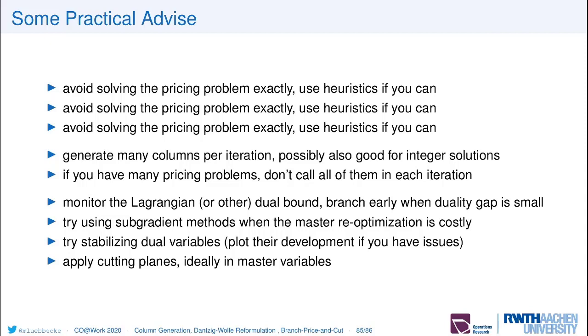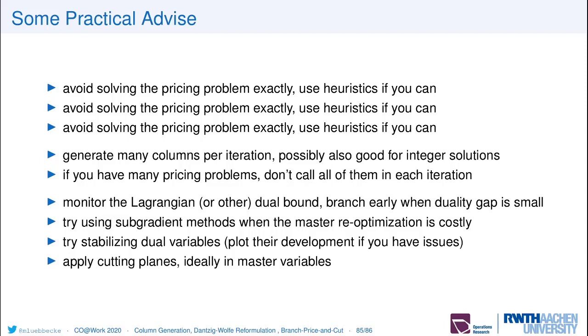Okay, if you have many pricing problems, and that happens in applications a lot, do not solve all of them for the same reasons. It's all costly. Typically, all of them respond to the same dual variable values of the master problem. So typically, in the next iteration, you will not use all the columns coming from all the pricing problems. So don't call all the pricing problems. As we've just seen, monitor the Lagrangian dual bound. You get it for free. So when the duality gap is small, just branch. Try to get integer solutions quickly.